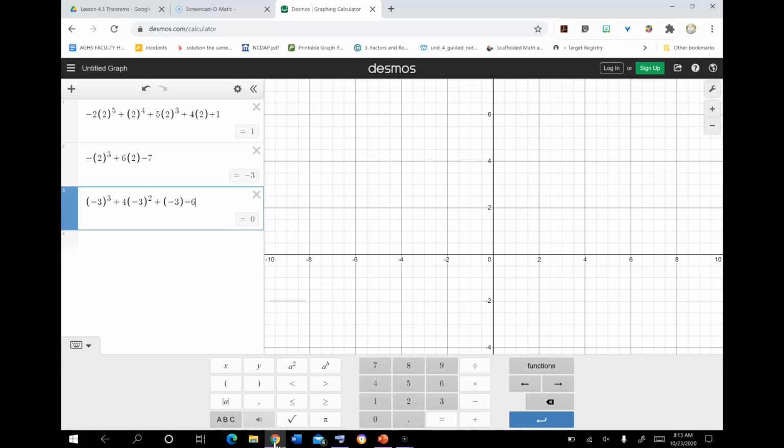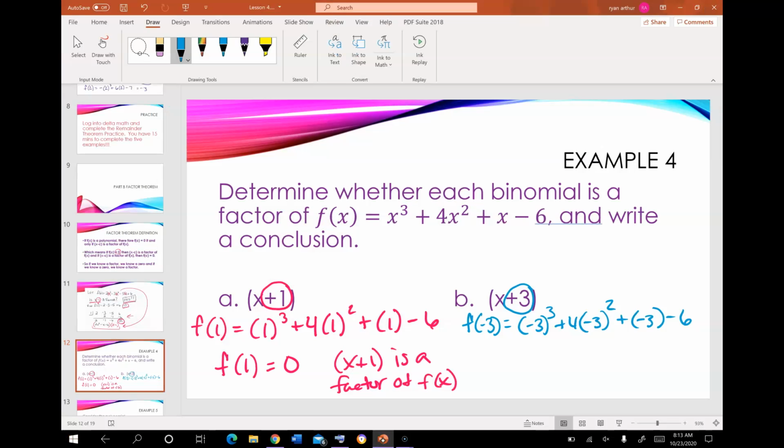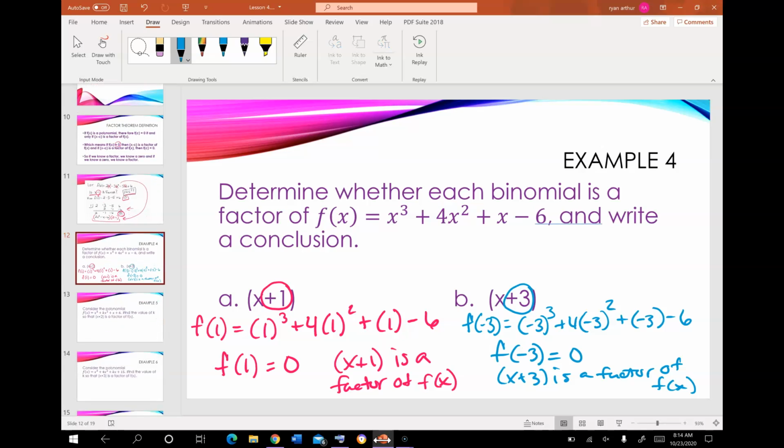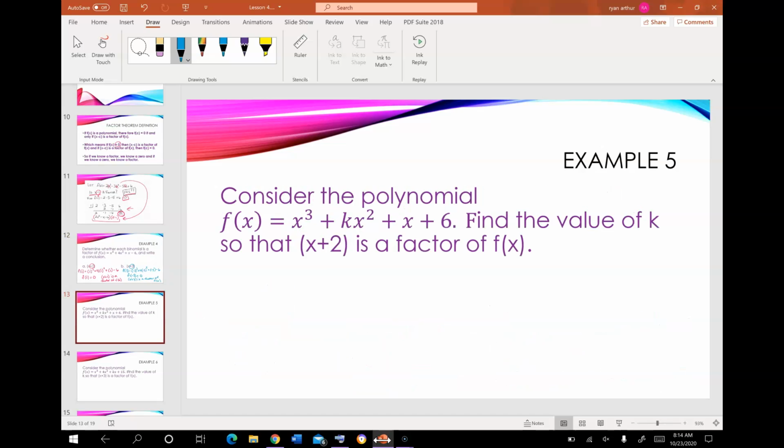All right, so now I can say f of -3 equals 0. So again, I can say x plus 3 is also a factor of f of x. Okay, I do believe I did this one right. 1, 5, yeah. Okay, so they're both factors. All right. So here, now we can do a little more high-level problems thinking about this.